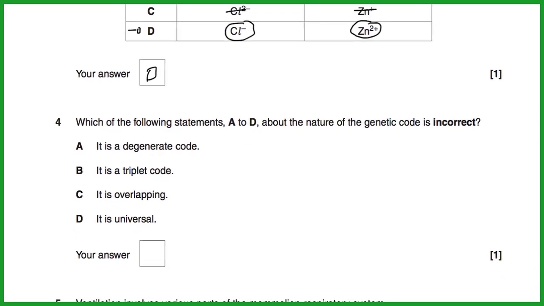So now it talks about which of the following statements about the nature of the genetic code is incorrect. So it is a degenerate code, it is a triplet code, a sequence of 3 nucleotides codes for 1 amino acid. It is universal, well, as long as you ignore mitochondria and some ciliated protozoa, which have a couple of triplets which are different, but it is not overlapping. A sequence of 3 nucleotides codes for 1 amino acid, and then the next sequence of 3 nucleotides codes for the next amino acid. So it's not overlapping, so the answer is C. C is incorrect.